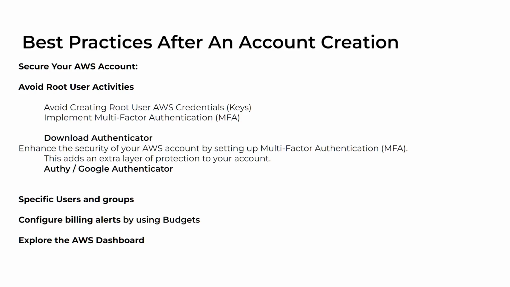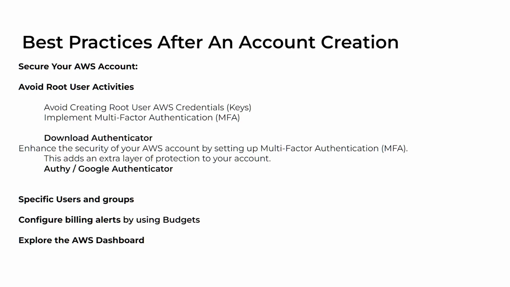Based on our requirements, I'm using the free tier services. In case you forget to deprovision the resources that you have created, AWS will ask you to pay some amount of money. To reduce that, we'll configure billing alerts by using the budgets. I will also showcase that, and then we will explore the AWS dashboards.